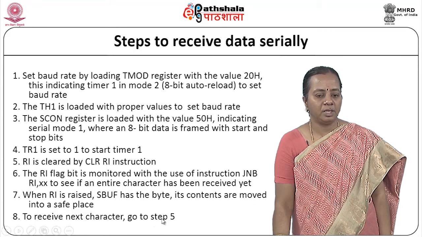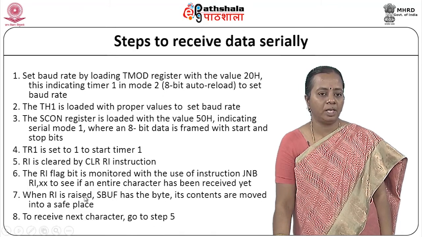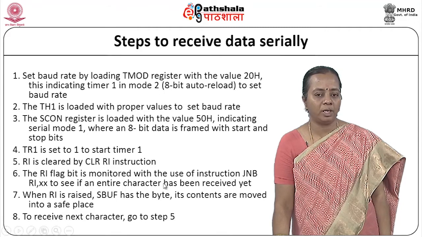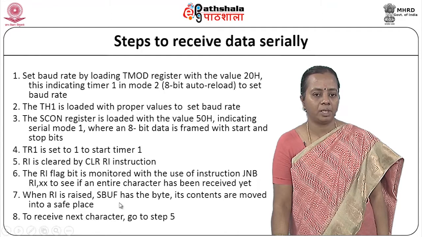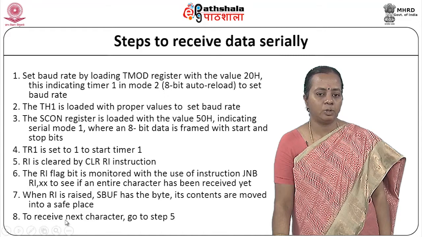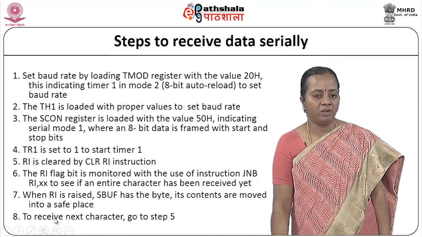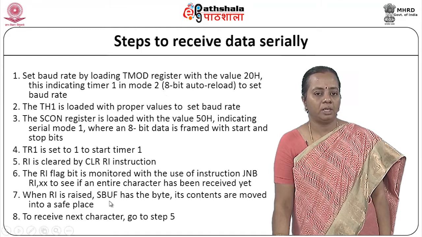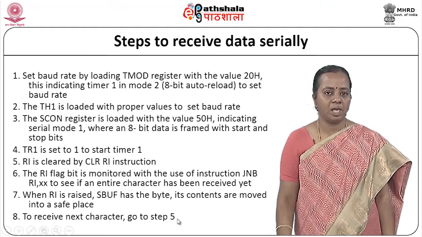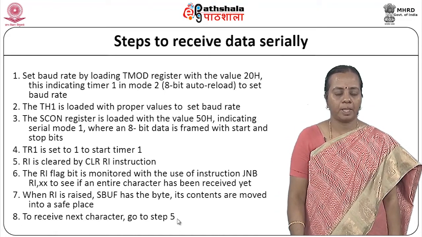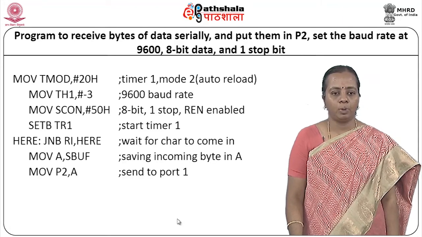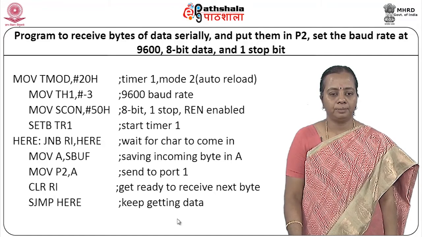If I want to receive the next character, I have to go back to step 5 and repeat again and again. We have to clear it, we have to monitor it. If RI is equal to 1, SBUF has the data. From the SBUF we have to send the data to a safe place. So that is the way, again and again, we have to receive the data. It has to come to SBUF, and from there you send it to a safe place. This is the way the data is received serially in the 8051 controller.